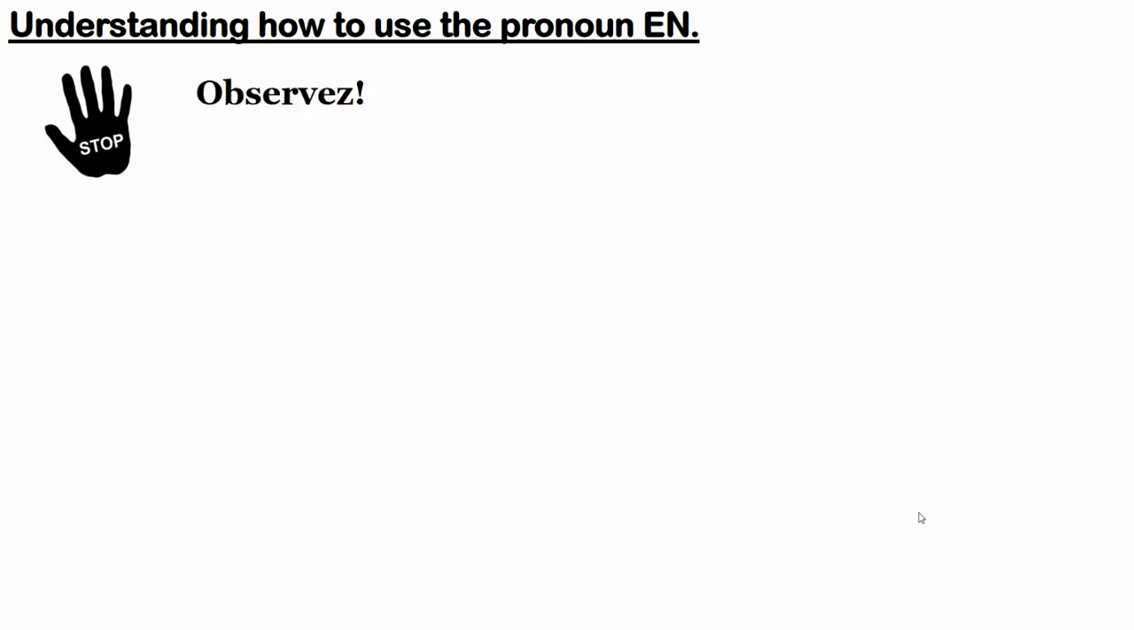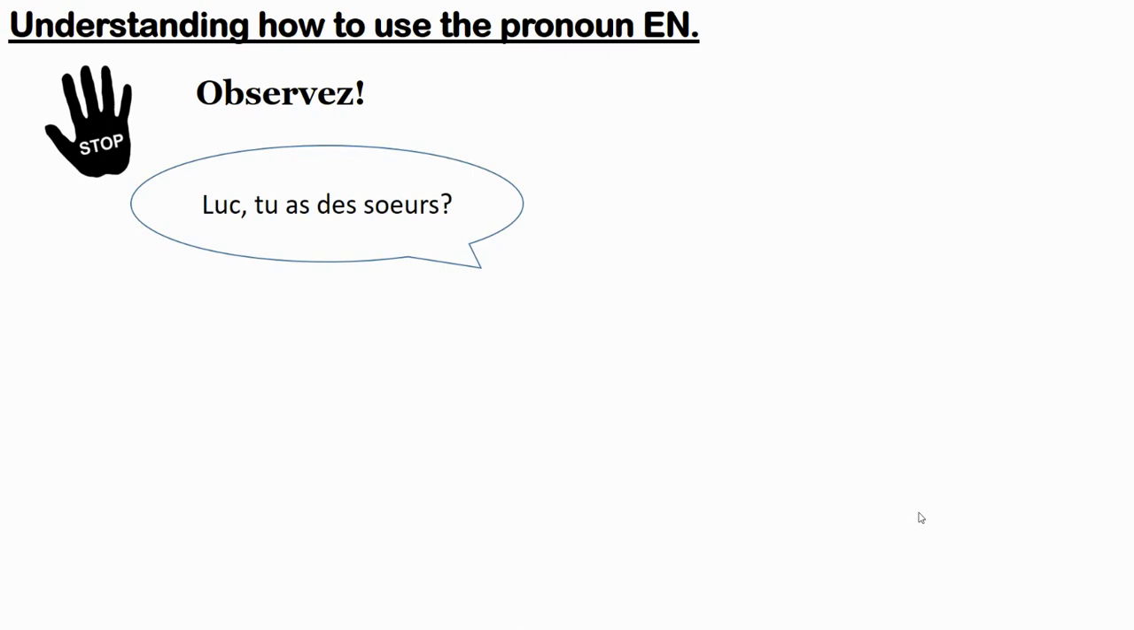All right, let's look at this sentence. Luc, tu as des sœurs? Do you have any sisters? Oui, j'ai des sœurs. Yes, I have some sisters. And look what happens here. So des sœurs is the repetition. And if I want to get rid of des sœurs, I'm going to say oui, j'en ai.